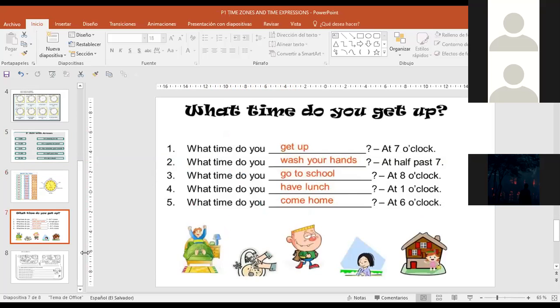So, I have here a schedule. A schedule question. What time do you get up? For example, you say, I get up at 7 o'clock. What time do you wash your hands? At 7:30. What time do you go to school? At 8 o'clock. What time do you have lunch? At 1 o'clock. What time do you come home? Okay, so this is a conversation time.